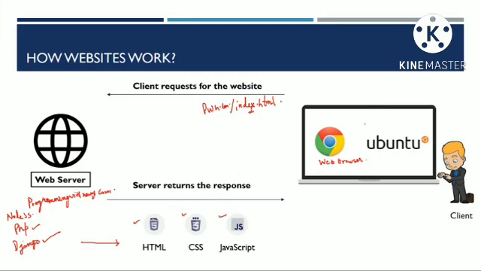So if you enter google.com, you see a very beautiful page, a search button, an I'm Feeling Lucky button. All those sorts of things are generated dynamically, and the HTML, CSS and JavaScript is sent to your web browser, which processes all those files, and what you see is actually the processed HTML, CSS and JavaScript.